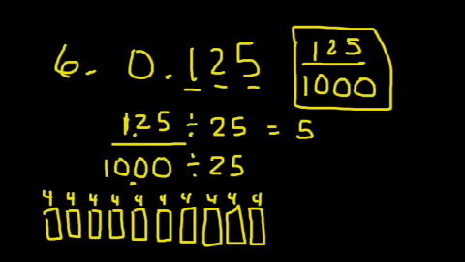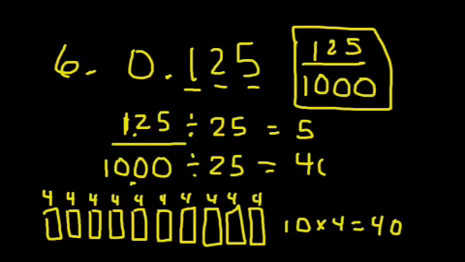How many 4s do I have? Well, I have $10. So what's 10 times 4? Well, 10 times 4 is 40. So that means there are 40 quarters in this. So it's 40. So you say, oh, yay, that's simplified.